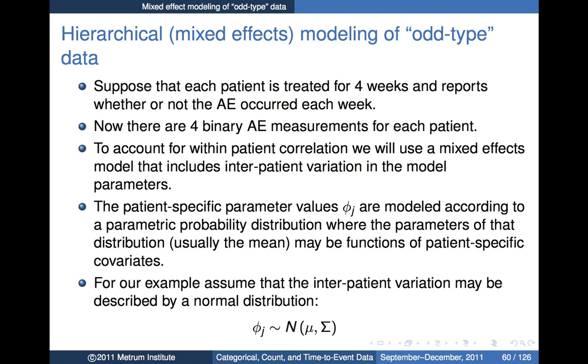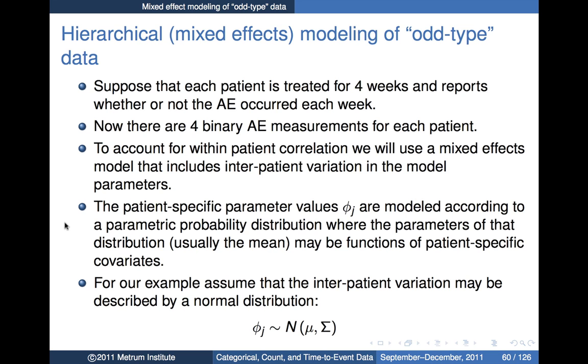So just as we concern ourselves with in something like population pharmacokinetics, where we want to account for within-patient correlation or equivalently account for interpatient variation, we want to do the same thing when we're working with odd-type data. And in this case, binary data. To do that, we're going to use a mixed effects model that's going to include interpatient variation in one or more of our model parameters.